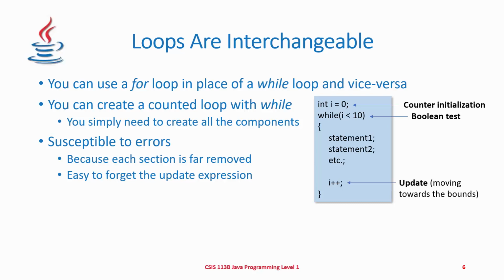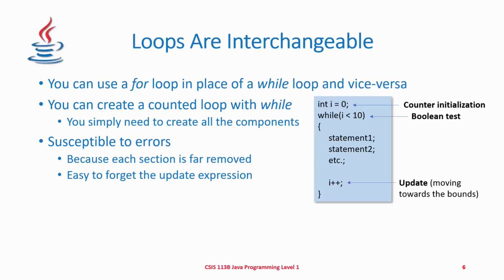So you can see there on the right, we give an example of that. Outside of the while, we initialize our counter variable I, assign it the value of 0. And then we generate the keyword while, and in parentheses the Boolean test. So we're going to loop this as long as I is less than 10. Then we have several statements within the body, and notice within the body then itself, we also have the update, the incrementing of our counter variable I there. So that moves us towards our bounds.